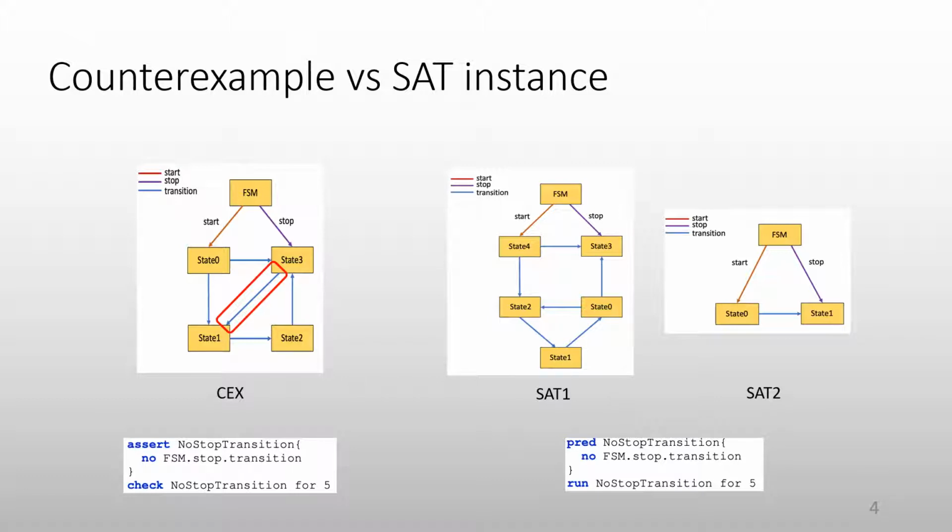So what we do in FLACK is to generate an instance that satisfies the assertion, and when we compare the satisfying instance and the counterexample, we want the difference between these two to only contain the transition from state 3 to state 1. However, when we try to generate some satisfying instances in Alloy, these two would be the instances that Alloy randomly generated, and we can see they are very different from the counterexample.